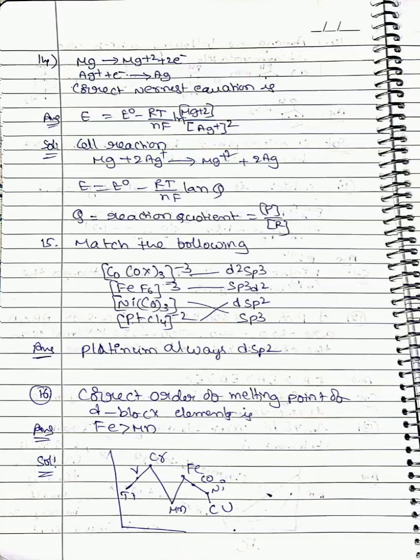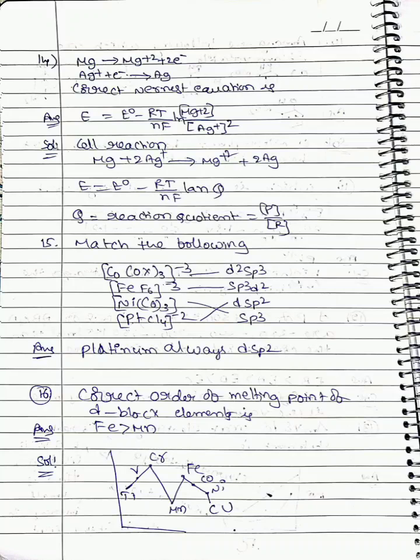Next one, they have given two half reactions, one is oxidation, the other is reduction, and asked us to write the correct Nernst equation. So the original Nernst equation contains a minus after that E naught. The original Nernst equation is E is equal to E naught minus RT by nF into ln of the reaction quotient Q, that is, product by reactants concentration.